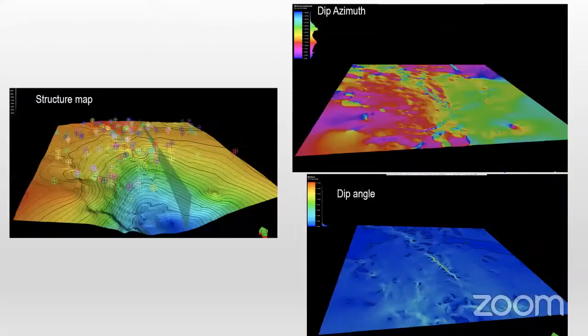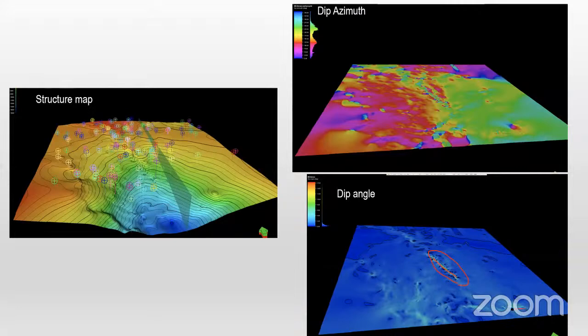I show you in this structure map, which is based on TVD subsea. And look at this dip angle map. Look at this area with high angle. It indicates that in this area we have intervals with high angle, and maybe that's a fault, or maybe that's a monocline, but the dip of the interval is high.